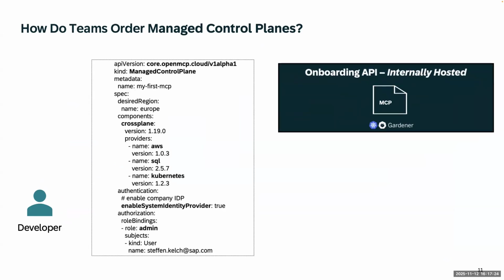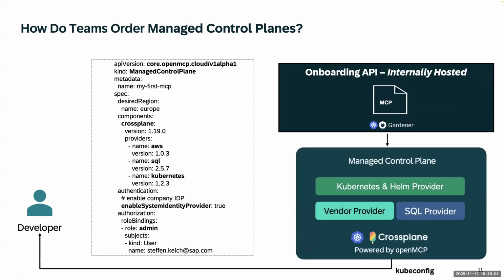And with that, a developer or any other tooling which understands the Kubernetes API can connect to the onboarding API and request, via the kind ManagedControlPlane, a new managed control plane of their own. We can set the desired region in which the MCP should be spawned, and we can request what components shall be installed on it and then later on maintained. Additionally, we can also do authentication and authorization here, but we just want to use the default identity provider for now.